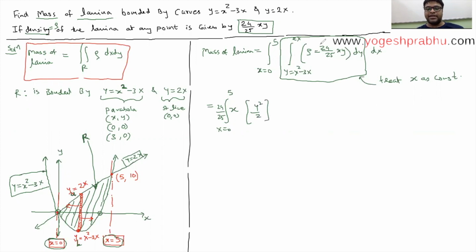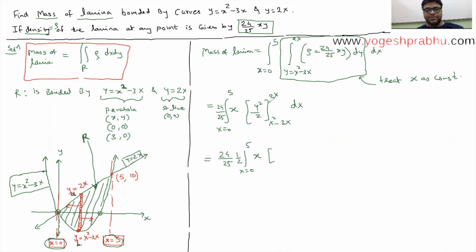That is the inner integral evaluated. And the limits are going to be x square minus 3x to 2x, the whole dx. Now, let us solve this integration. This is 24 by 25, integration of x is equal to 0 to 5. Well, I can take this 1 by 2 also out. So it is 1 by 2 out, and x, this term as it is over here.